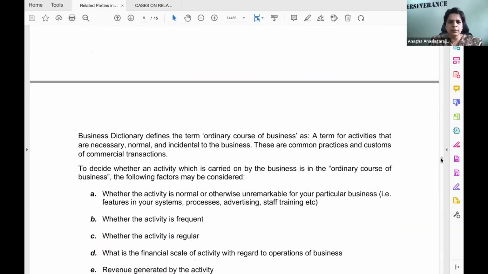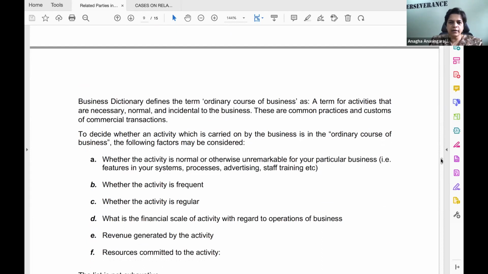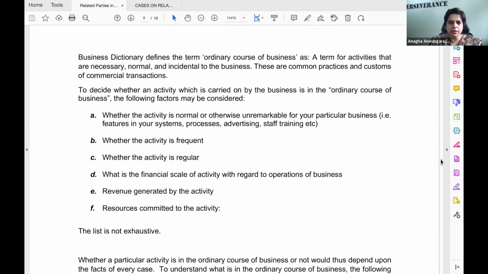So again, the business dictionary has defined the term as a term for activities that are necessary, normal, and incidental to the business. These are common practices and customs of commercial transactions. And to decide whether an activity which is carried on by the company is in the ordinary course of business, the following factors may be considered.